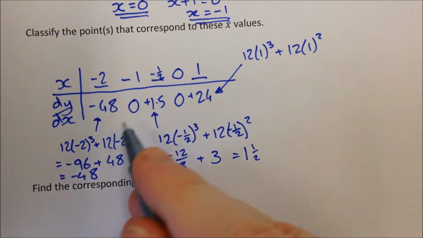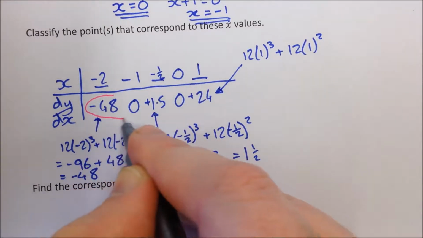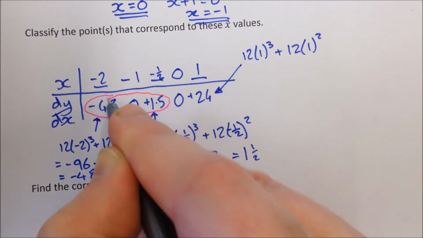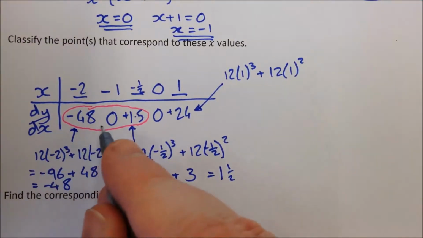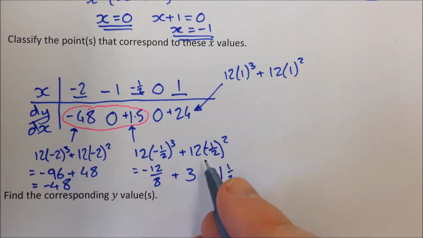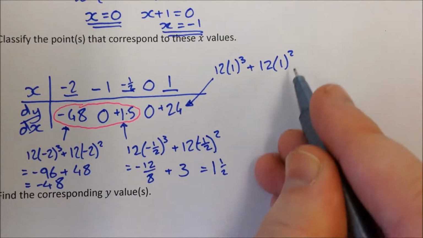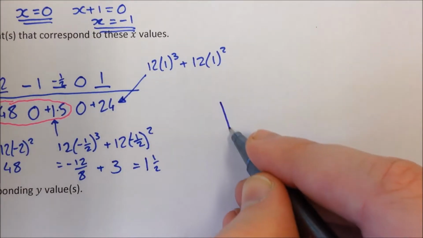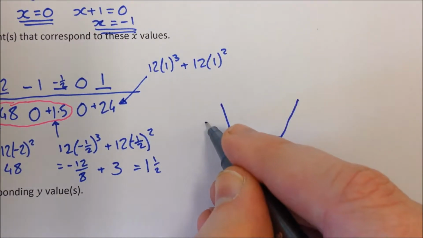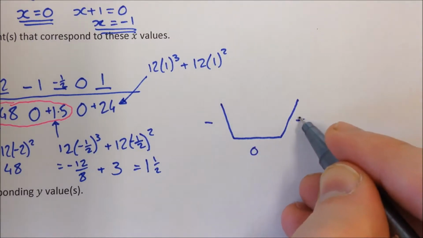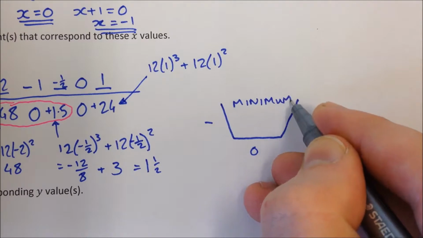Right, pick your first 3 values, the ones that are surrounding your stationary point. Now your stationary point is this one here. Your first 3 values are those 3. So we've got a negative gradient, a down the way one, then we've got a stationary point, then we've got a positive gradient, so it's going to go up the way. So it's going to go like that, then like that, and then like that. Negative, 0, positive. That is called a minimum point.